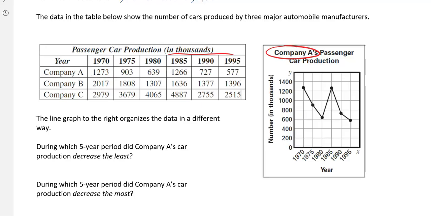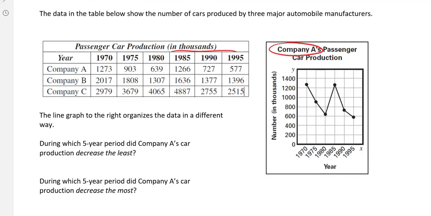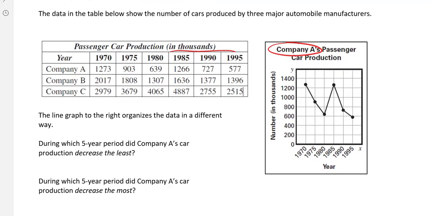So 1970, 1,273,000. 1975, 903,000, 1980, 639,000, and so on, right? We have the different years and the different numbers of cars that were produced. And that's the information in the table.